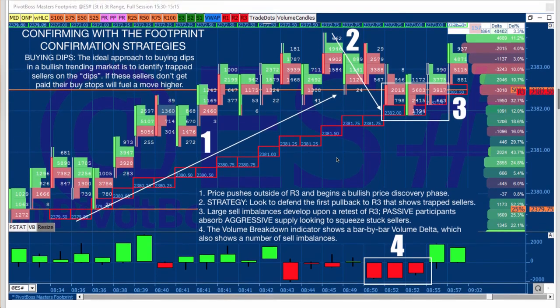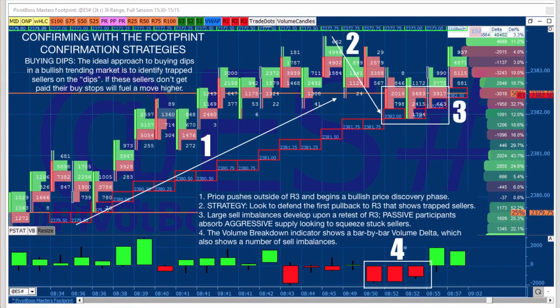Oh, one last thing. If you look down here at the bottom, this is the volume breakdown indicator, VB. Basically it's doing the same thing here. It's looking at the volume delta, but it's doing it bar by bar. So that's another way you can look at this. If the market's trending up on this pullback, and you look down here and see a lot of red on that pullback and price isn't going down anymore, that's probably absorption of those sell imbalances, and if they become trapped, their buy stops will come out.